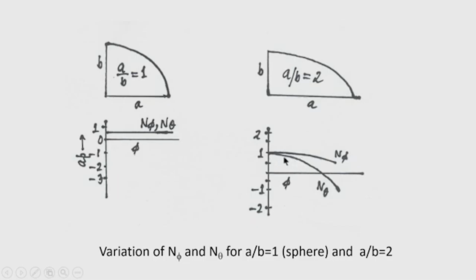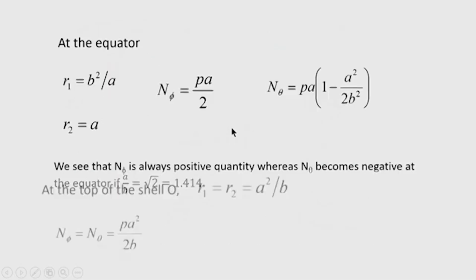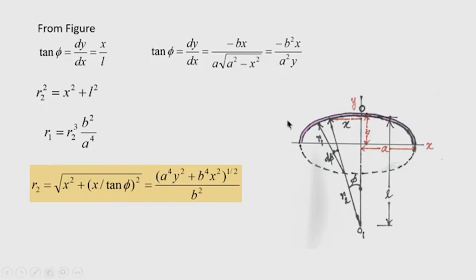So, n theta for some value of phi will be positive, and then it will cross the axis and it will go to the compression region. So, when compressive forces are developed in the shell, especially in the elliptical vessel, which is used as a head closure, in the knuckle region, the compressive stresses are harmful actually. Compressive stresses in a metallic pressure vessel in the form of a closure head may cause some buckling.